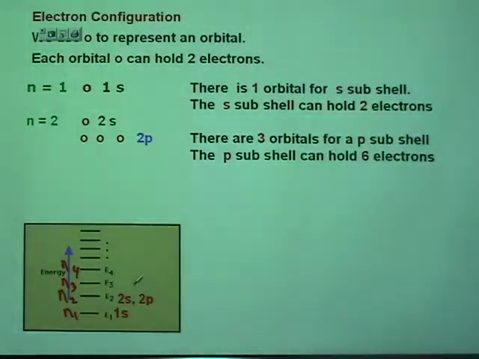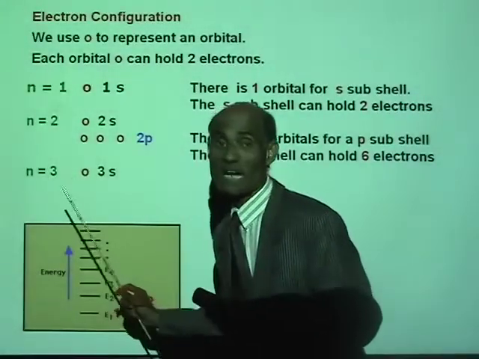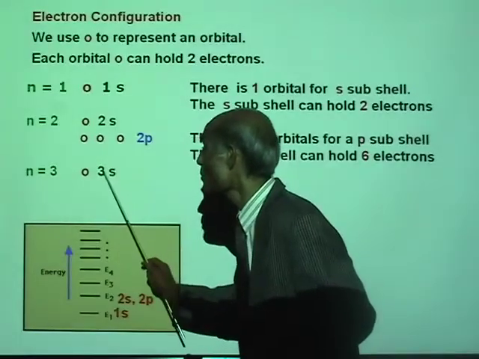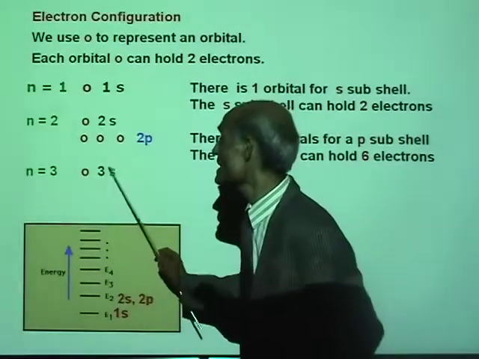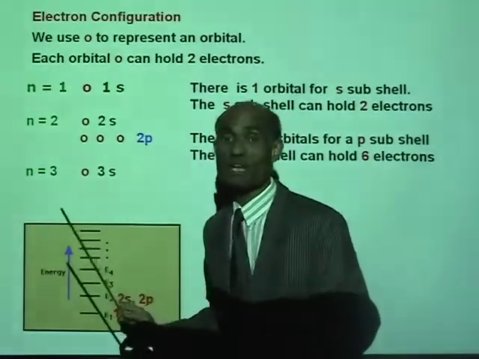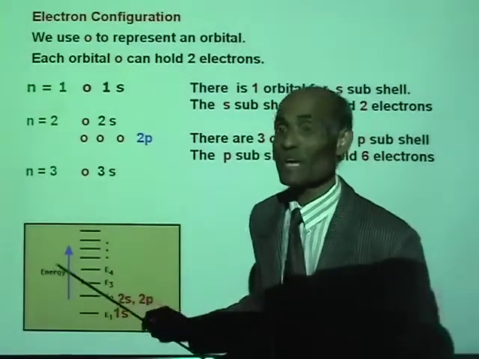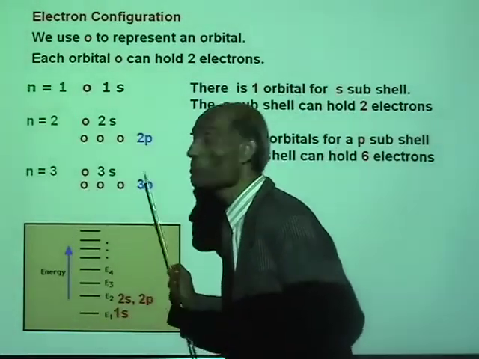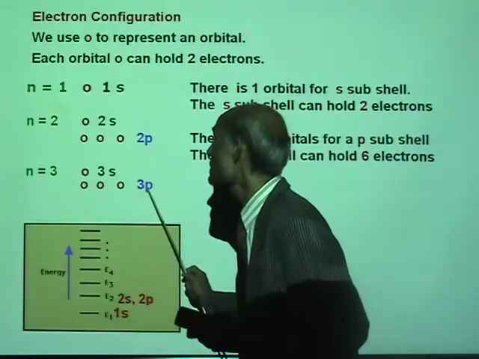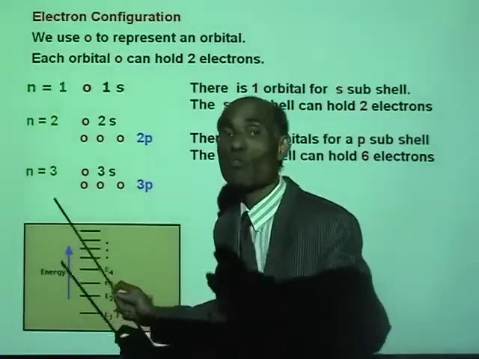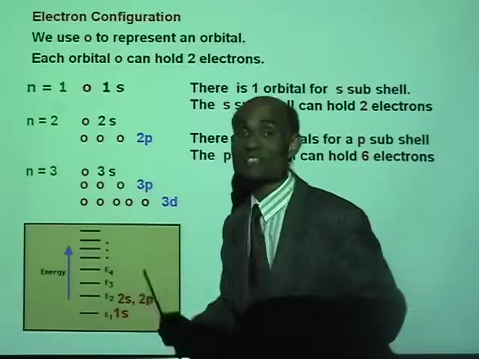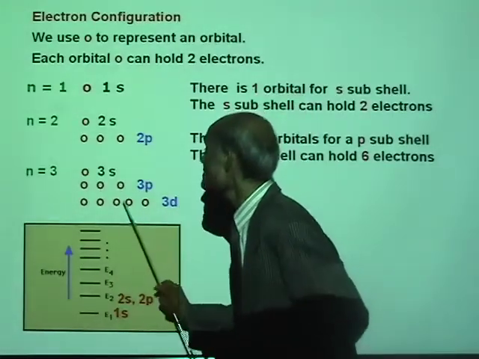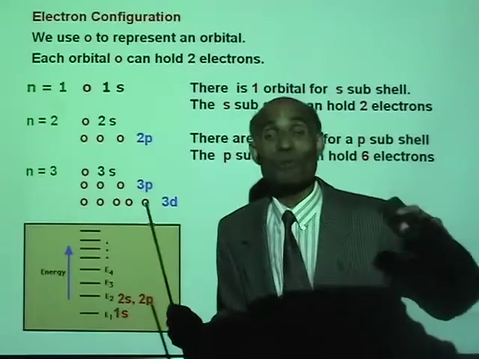Alright, let's see what happens to n equal to 3. N equal to 3 can have an S shell. Look at the way we name it. We're going to name that S shell as 3s. 3s stands for the S subshell for n equal to 3. And it can have a P subshell. We call it 3p, the P subshell for n equal to 3. And it can have a D subshell. And a D subshell can have 5 orbitals.